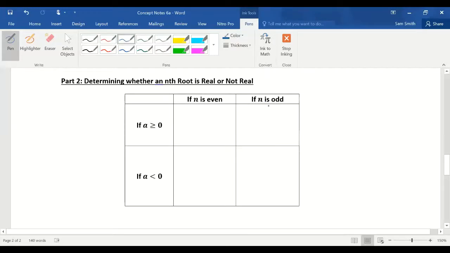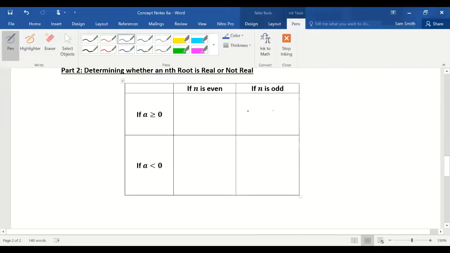If the index is an odd number, like 3, the result of taking an odd root is always real. Let's try again. If the index is odd, the root is always real, no matter what. Whether you put in a negative number or a positive number, you can find something whose nth power is your radicand A. It's only when the index is even that things begin to become more delicate.